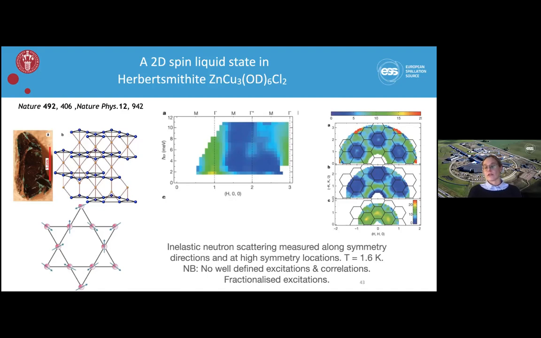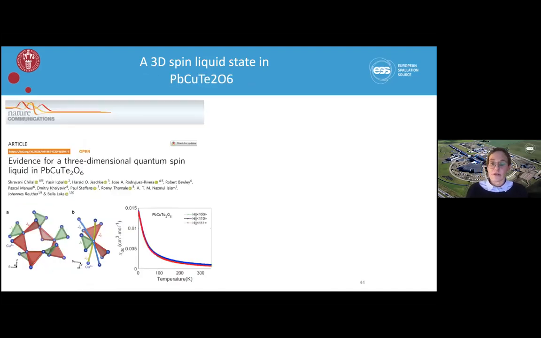And now we are looking at many more materials because it transpires that there is not just one spin liquid, there are many different types. We're at the start of quite an exciting few years, we imagine, of discovery of all sorts of different types of spin liquids so that we can compartmentalize them into different magnetically ordered states in the way that we did with conventional magnetism. And one of these is the three-dimensional spin liquid state in lead copper telluride.